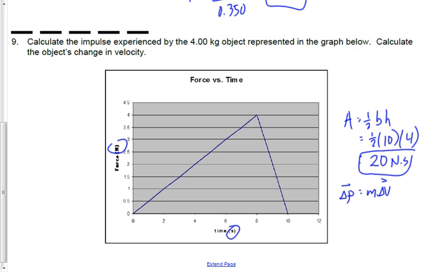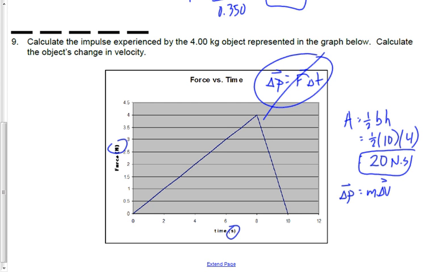We can use m times delta v. We don't want to use this equation with this graph. Anybody remember why? It was last week that we talked about this, but why can't we use F times t with this graph? We can use m delta v, but not F times t. What's the problem?